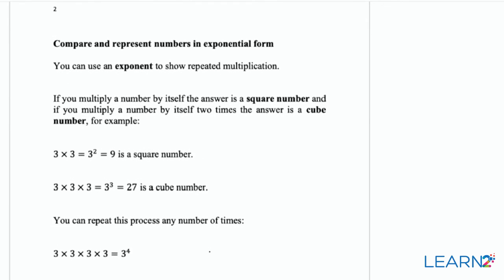Okay, so how do we compare and represent our numbers in exponential form? Let's go and look at this again. So you can see here we've got 3 times 3. And what is 3 times 3? 3 times 3 means 3 squared. And 3 squared is 9. And we say 9 is a square number. What is 3 times 3 times 3? This time you've written the 3 three times. So it's 3 cubed. So 3 cubed equals 27. And we say 27 is a cube number.